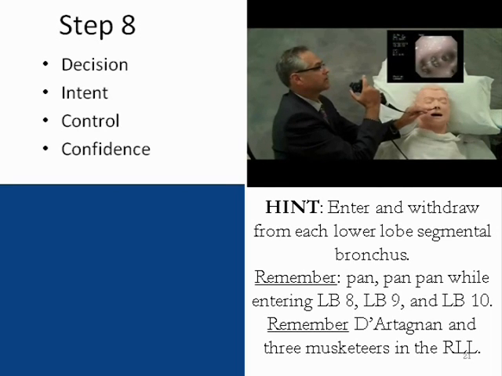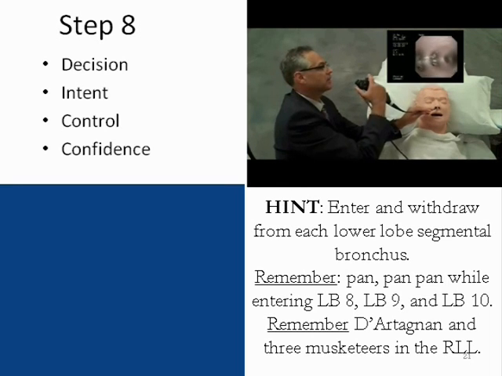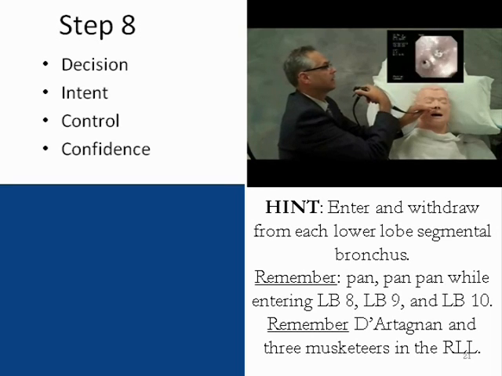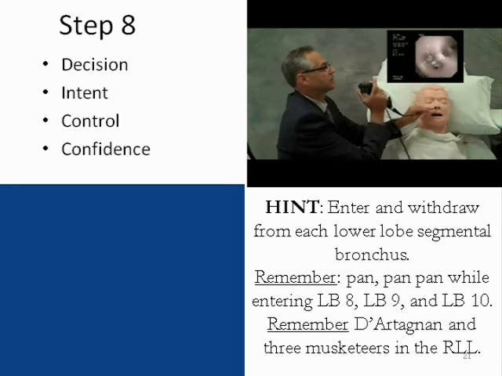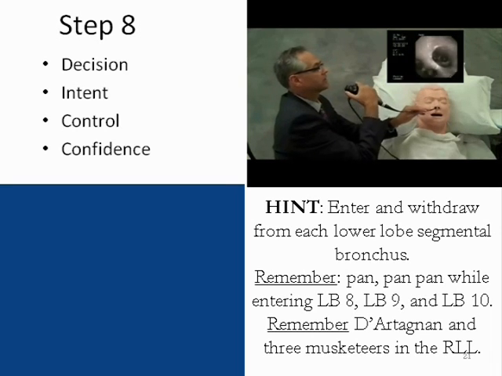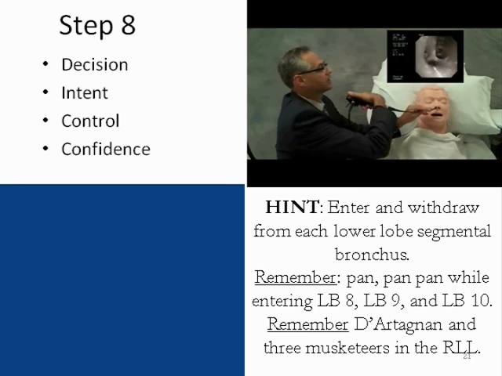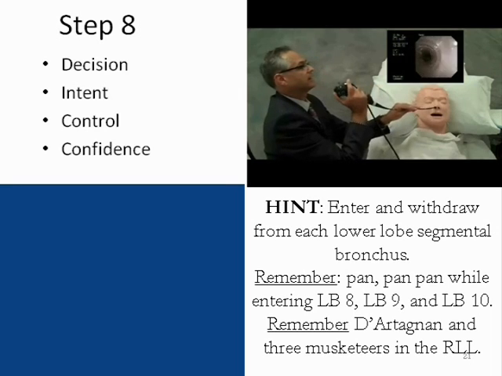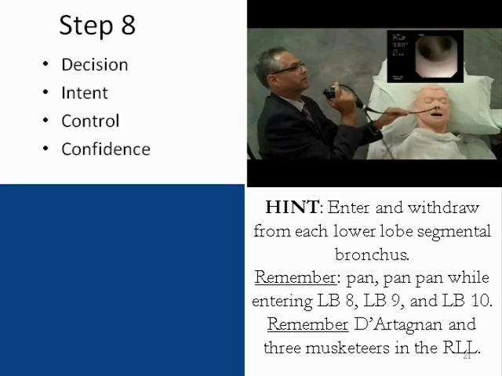Once more, notice how a simple rotation of the scope allows us to move atraumatically from one segment to the other. One musketeer, two musketeers, three musketeers, and of course, their leader, D'Artagnan. And back to the midline above the carina.